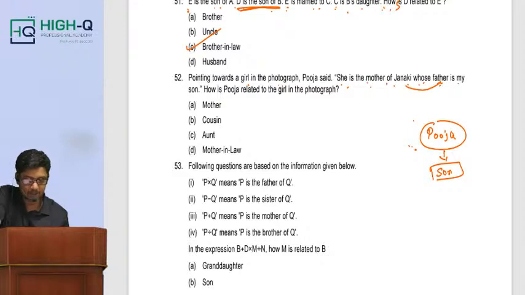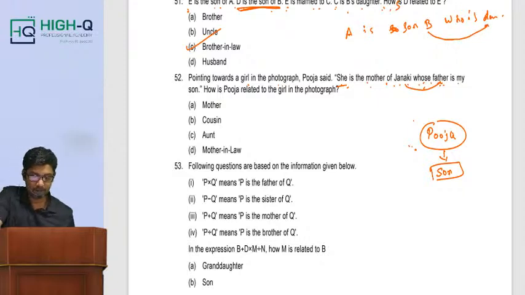She is the mother of Janaki, whose father. Okay, whose father, my dear? Are we talking about that lady's father or Janaki's father? I think you remember: A is son of B, who is daughter of A, something like that. We are relating B to A.